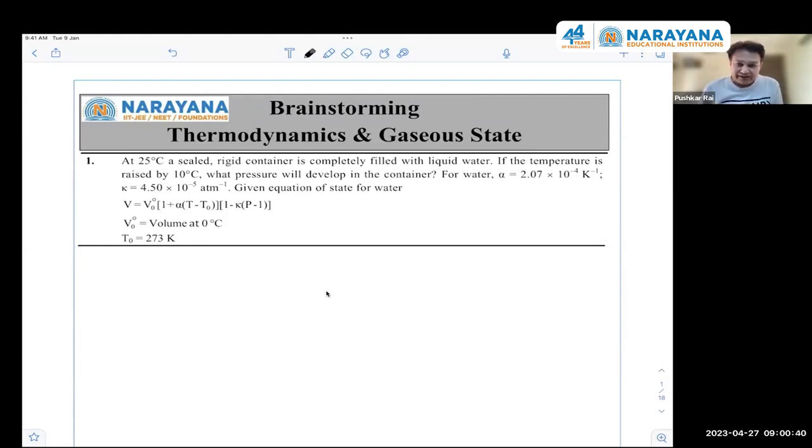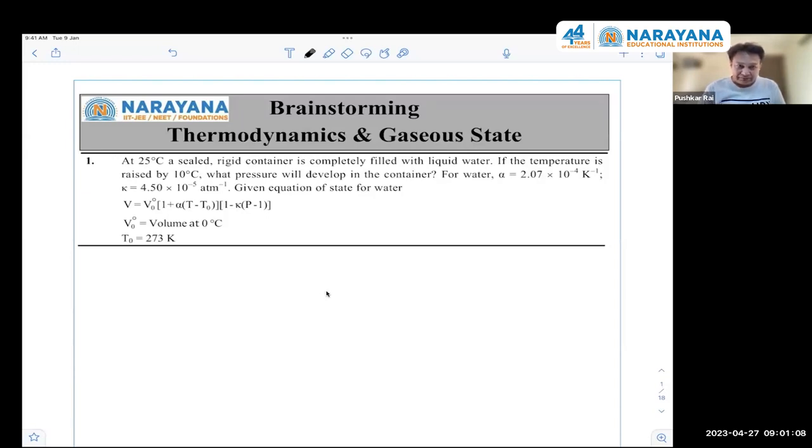Some constant alpha is there, and the unit of alpha is what? Kelvin inverse. So this is somehow related with the temperature. And K is equal to 10 to the power minus 5 ATM inverse. So you see that alpha is multiplied by T, so it is a dimensionless quantity, alpha T.